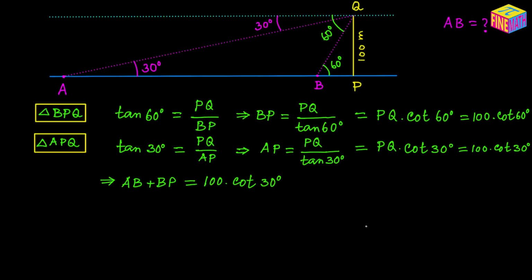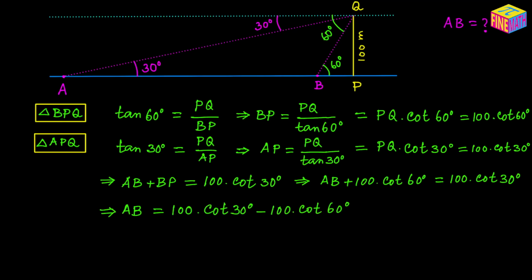And next, what I am going to do is plug in the value of BP, because we have already found the value of BP, which looks like 100 times cotangent of 60 degree. So I am going to use that value right here. So from here we can say that AB plus 100 times cotangent of 60 degree will be equal to 100 times cotangent of 30 degree. And from here we can easily find the length of AB. So AB will be equal to 100 times cotangent of 30 degree minus 100 times cotangent of 60 degree.